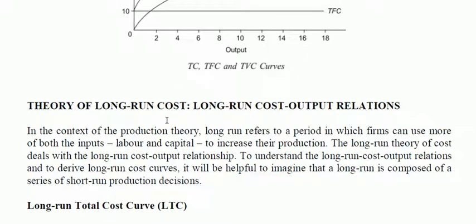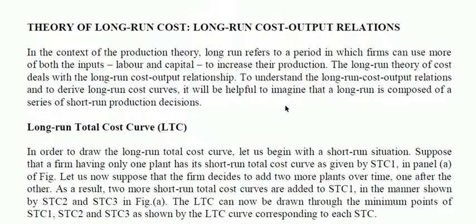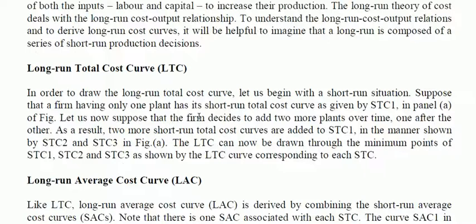Now we move on to the long run cost output relations. Long run cost is basically a combination of many short run costs. So LTC, you can go through this. I'll also read it. In order to draw a long run total cost curve, let us begin with a short run situation. Suppose that a firm having only one plant has its short run cost as STC1 in panel A.